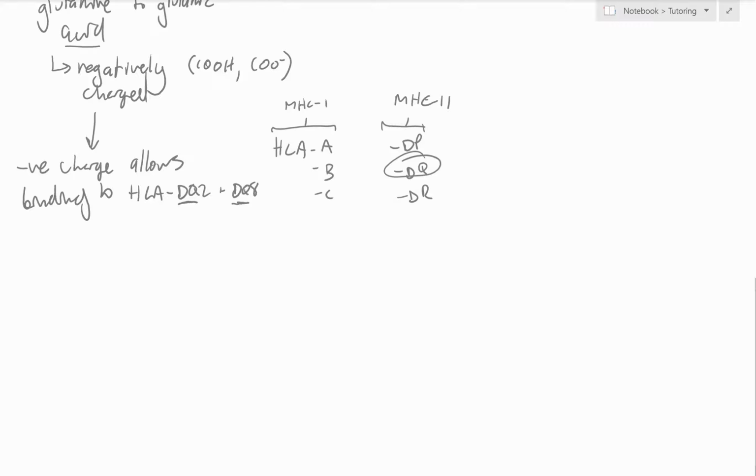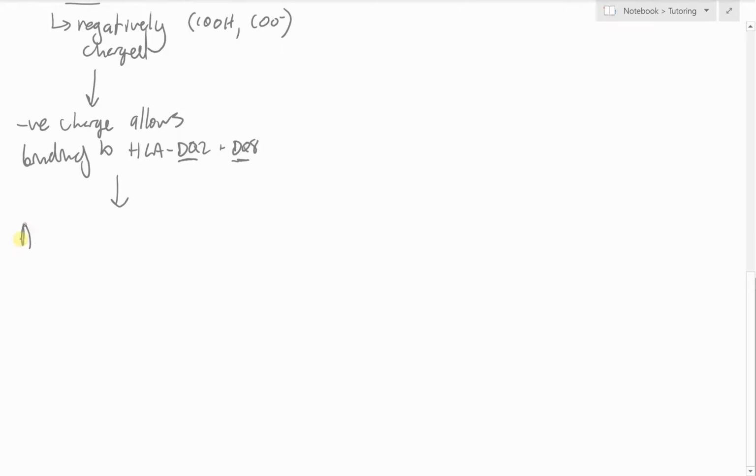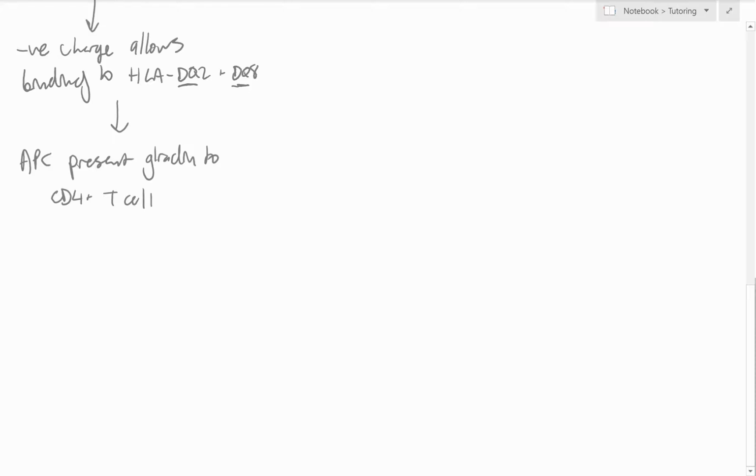Okay, MHC2 is important because MHC2 is what allows us to present to CD4 positive T cells. So our antigen presenting cells, APCs, present the gliadin proteins to CD4 T cells. It's important that these ones are CD4 because we're talking about an MHC2 molecule here. If it was an MHC1 molecule, it would be presenting to a CD8 T cell. Okay.